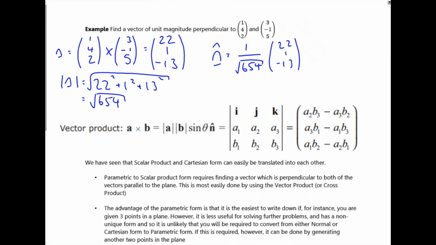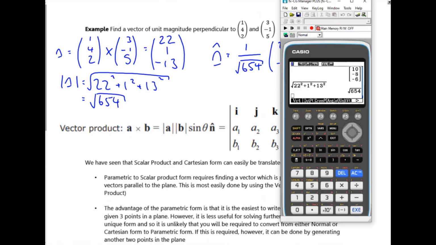I'm suspicious that I've done this wrong. Let's check this on the calculator. So cross. We go back to Math Vector, and 3x1. 2, 1, 2. Another one, 3, -1, 5. I did do it right.